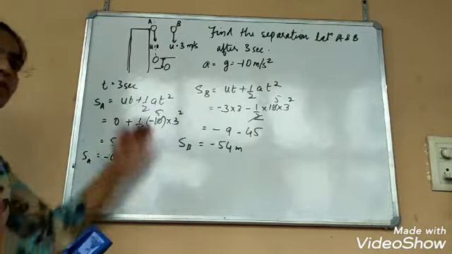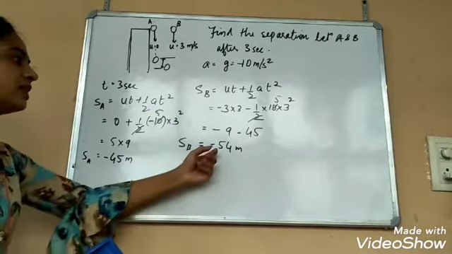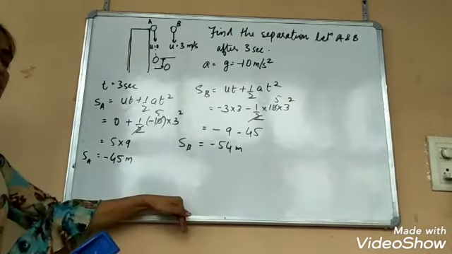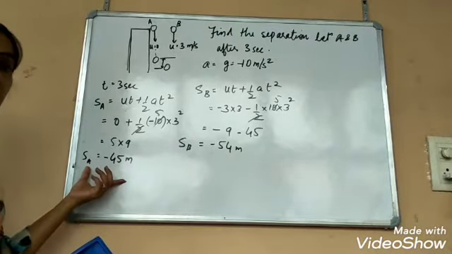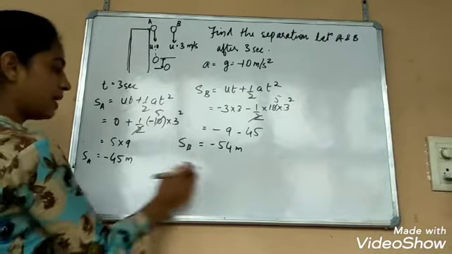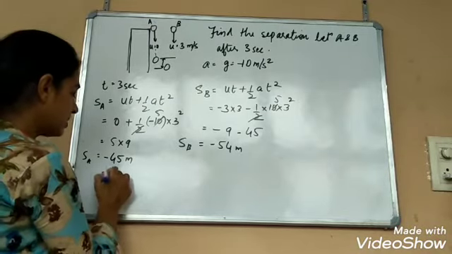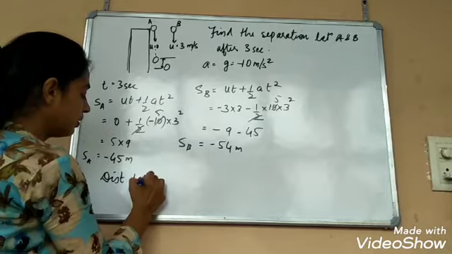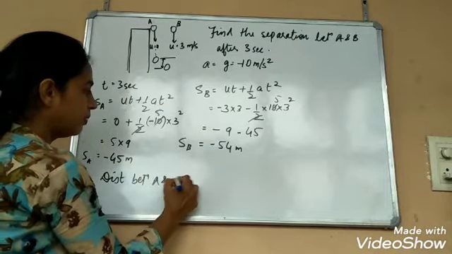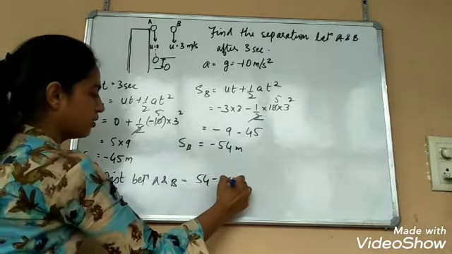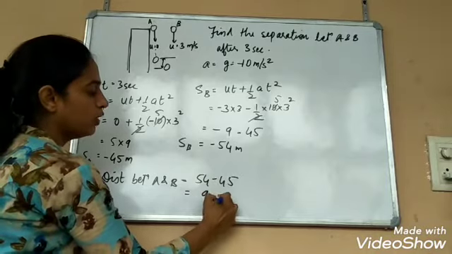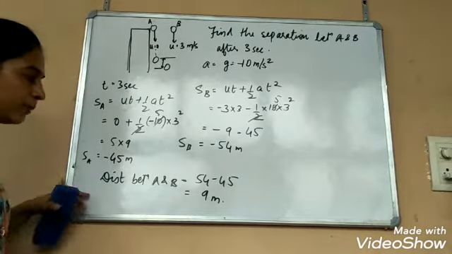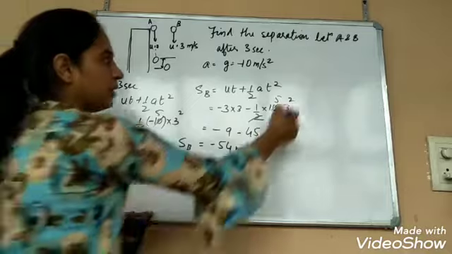Forget about the minus sign because it is in the negative direction, that's why it is negative. SB is 54 meter and distance covered by A is 45 meter. What is the separation between them? Distance between A and B will be equal to 54 minus 45, that will be equal to 9 meter. Now this is the conventional method.